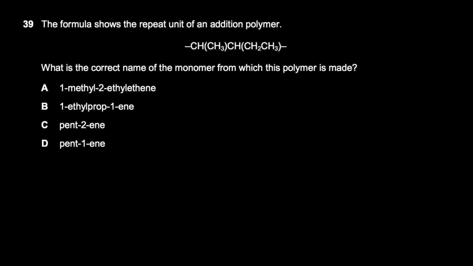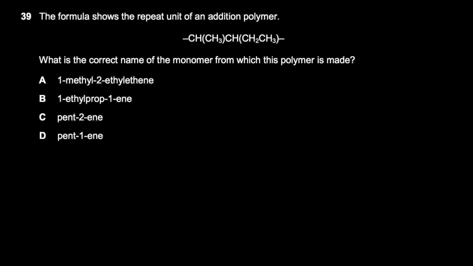The formula shows a repeat unit of an addition polymer. What is the correct name of the monomer from which this polymer is made? So let's first draw out the repeat unit. We have a CH and a CH, right? We have a CH3 in the side chain on the first carbon. We have a CH2CH3, that's an ethyl group in the side chain here, right? And then we have the continuation bonds. So this is the repeat unit.